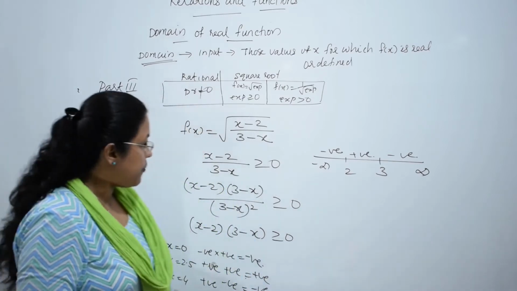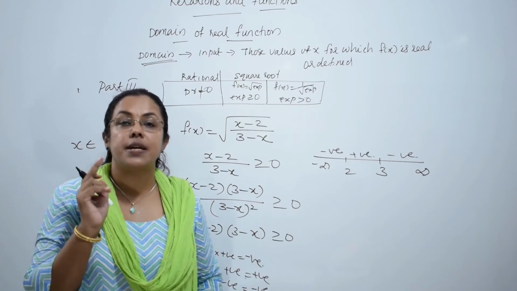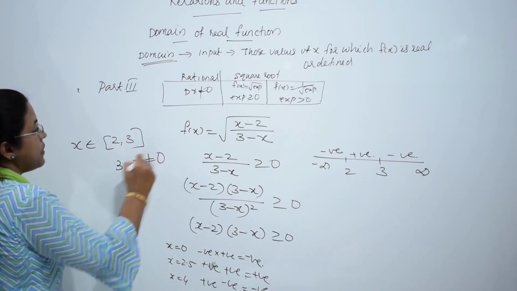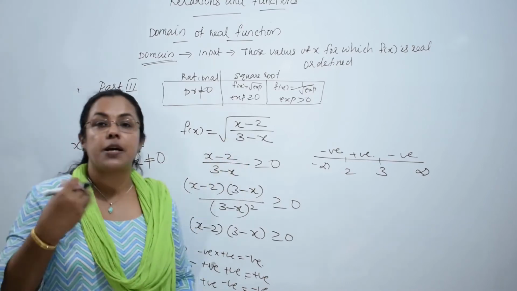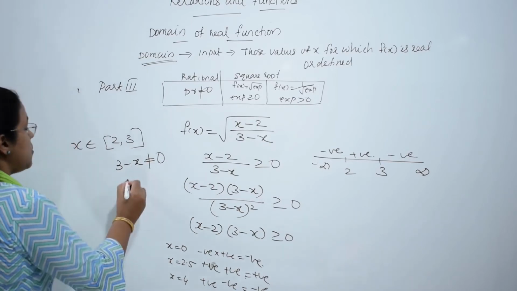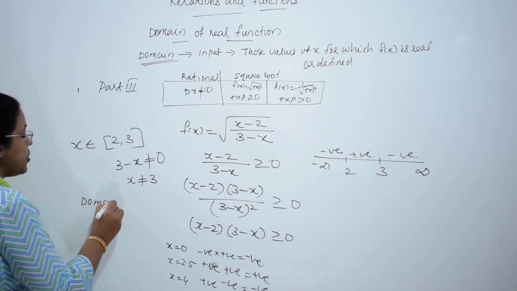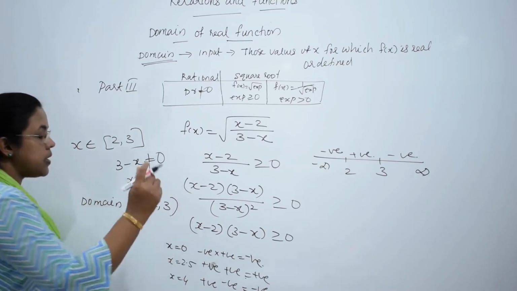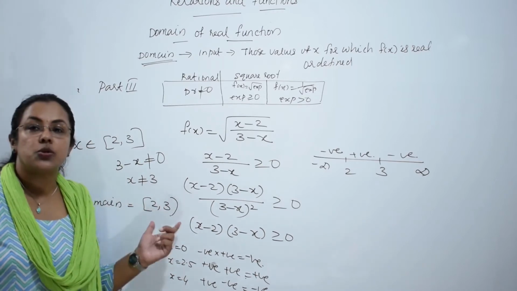Now look at the function carefully. Inside the square root it is a rational function. Therefore 3 minus x cannot be equal to 0. What happens to the function if 3 minus x is equal to 0? f of x becomes infinity. Therefore 3 minus x cannot be equal to 0, or x cannot be equal to 3. So what is the domain? Therefore the domain of the function is the interval 2 to 3, open at 3. Don't include 3.